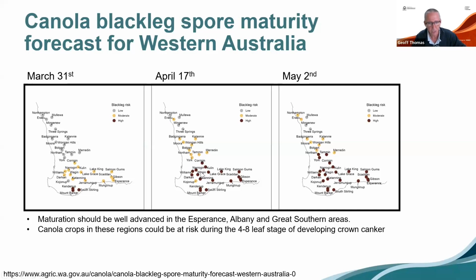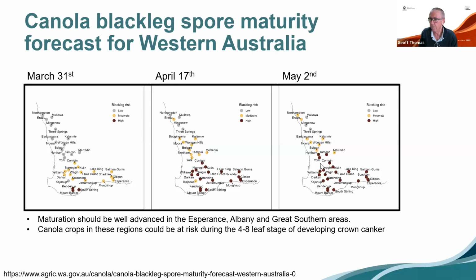And so on these maps, you can see the dark maroon coloured dots are areas in which, at the date indicated at the top of the map, if you sow on that date, the likelihood is that the crop will be emerging at the seedling stage and will be at a risk of infection. So really what this is saying is maturation of spores is well advanced in those southern regions and into the Great Southern area. And if you're sowing now up into the Avon Valley and the top of the Great Southern, crops are emerging into that high risk environment.